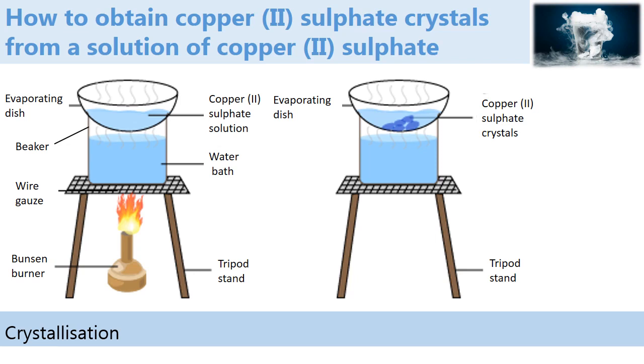and then we will pour out the remaining solution, which is known as mother liquor. And remain with crystals of copper 2 sulfate. We can dry the crystals between filter papers, and we will have obtained copper 2 sulfate crystals from a solution of copper 2 sulfate.